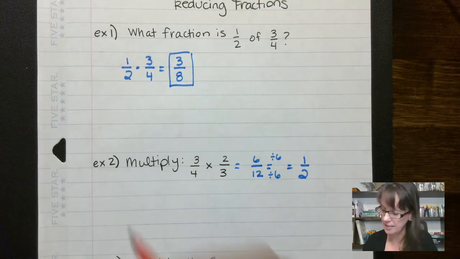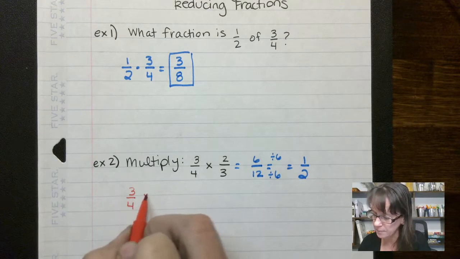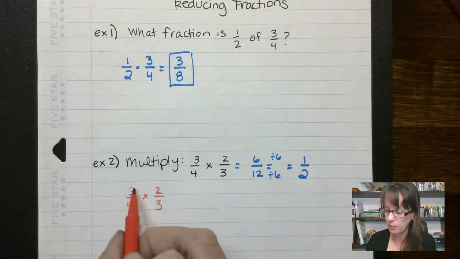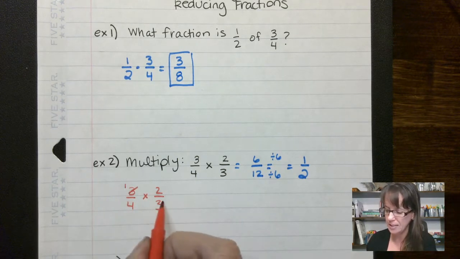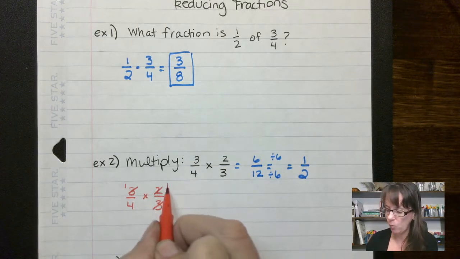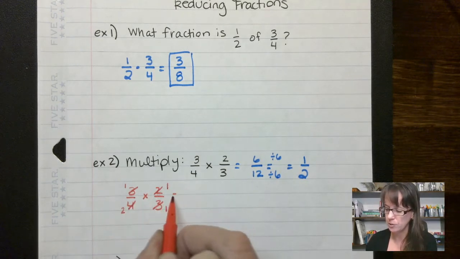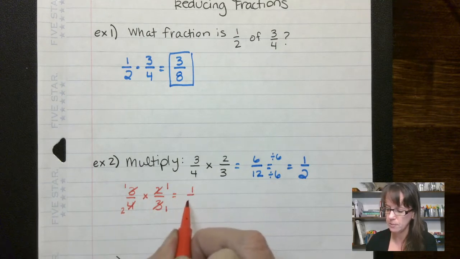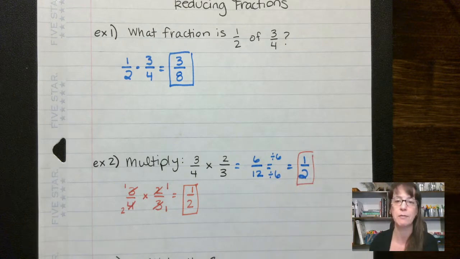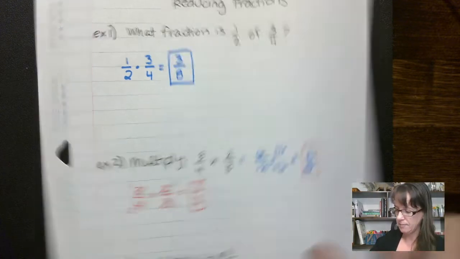Well, what we could have done is take 3 over 4 times 2 over 3, and we could cross cancel. Don't get that confused with cross multiply. Cross cancel. What that means is we get rid of our 3's. Divide this by 3, I get 1. Divide this by 3, I get 1. And then divide this by 2, I get 1. Divide this by 2, I get 2. Multiply straight across the top, I get 1. Straight across the bottom, I get 2. You see, either way, either method, I end up with 1/2. So either way works.